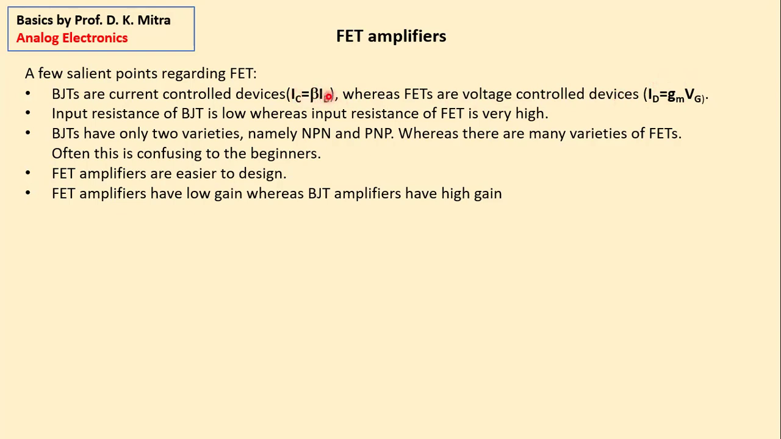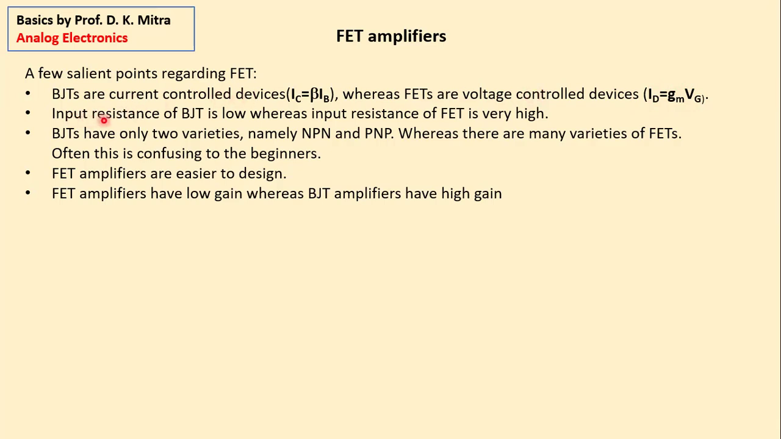With this equation in a BJT, when you apply a varying signal current in the base, it produces a varying collector current, and that varying collector current flowing through the load produces a varying output voltage. In case of a FET, the varying potential at the gate produces a varying drain current. And because of this, there are some advantages of a FET over a BJT amplifier. And what are those advantages? We shall see one by one.